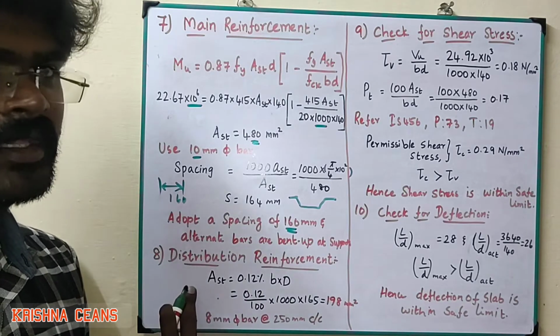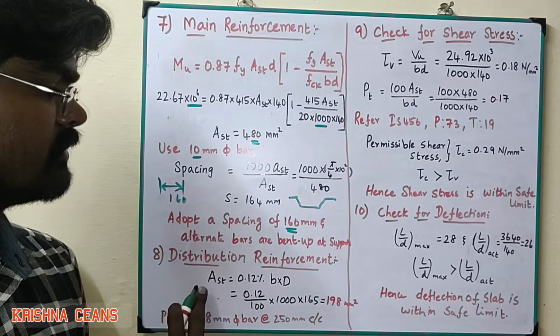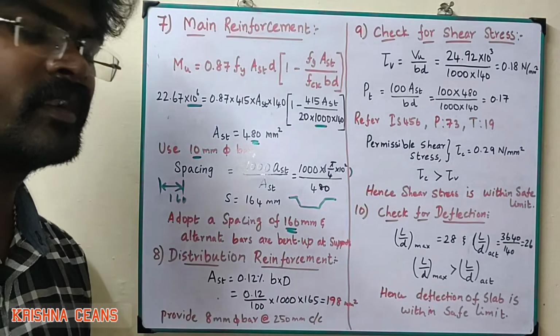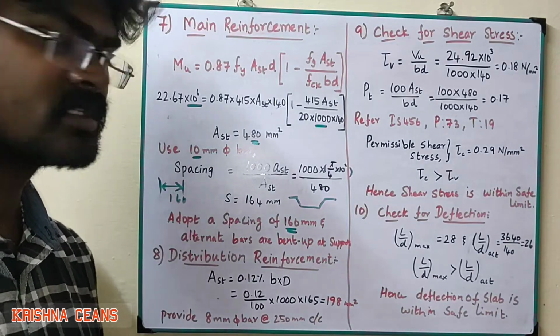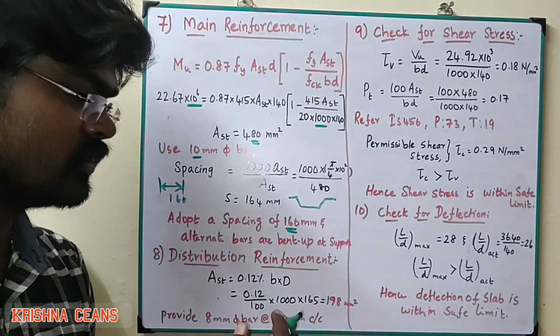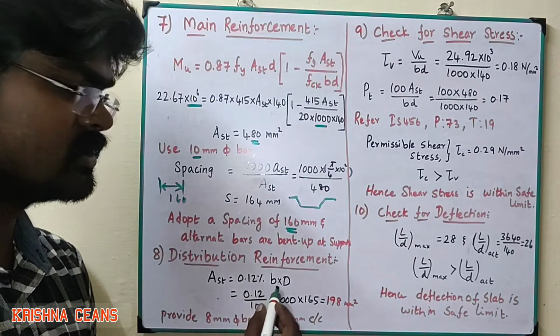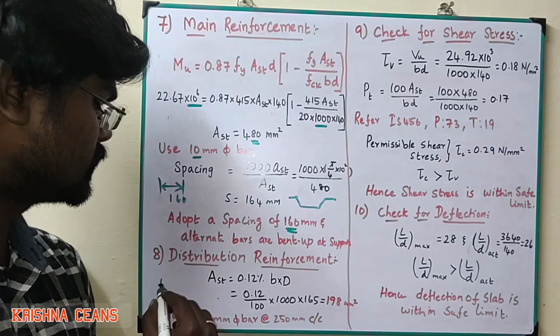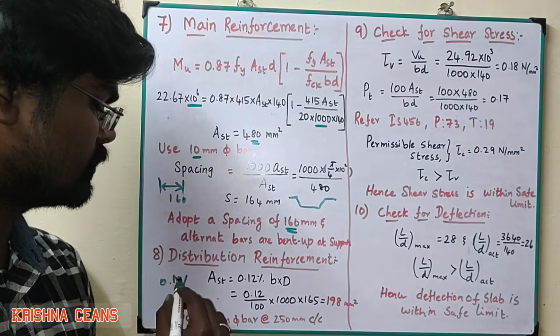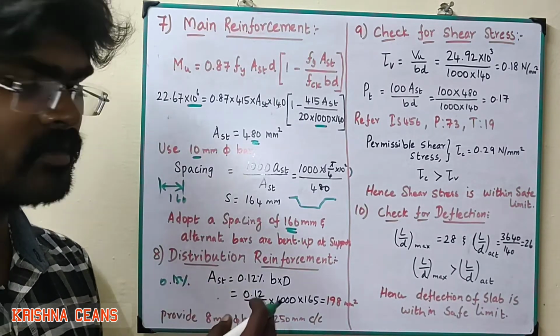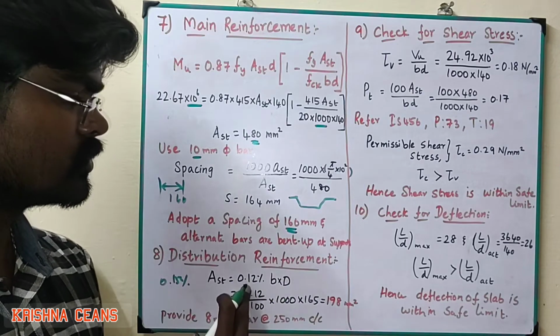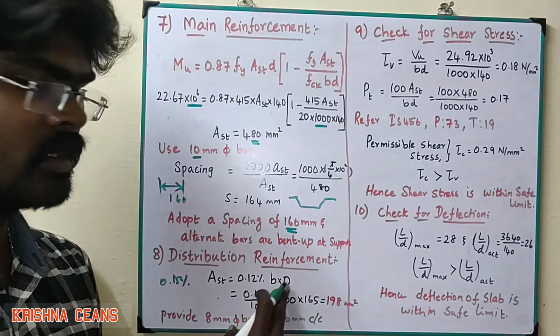Next we have to find the distribution reinforcement. So distribution reinforcement is provided in the formula itself, IS 456. If we are using HYSD bars, we have to apply 0.12% of BD. In case of mild steel, we have to apply 0.15%. So now we are using HYSD bars.